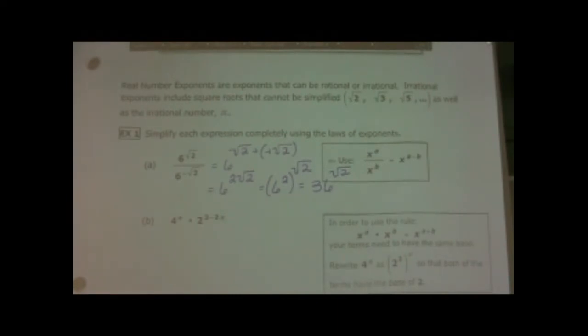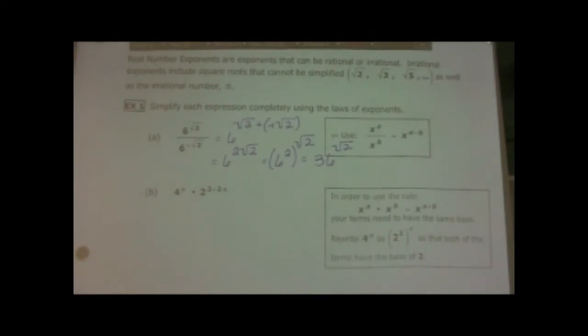All right, let's take a look at b. Remember that in order to use our laws of exponents, we need to have the same base. We want to use this. X to the a times x to the b is x to the a plus b. Right now, we don't have the same base, but we can get the same base because I can write 4 as 2 squared. So I'm going to write this as 2 squared to the pi power times 2 to the 3 minus 2 pi power.